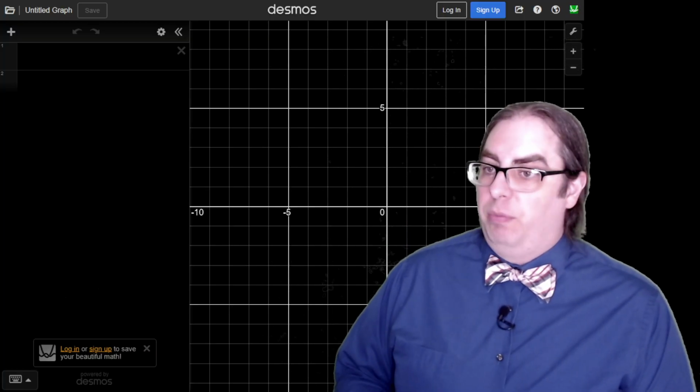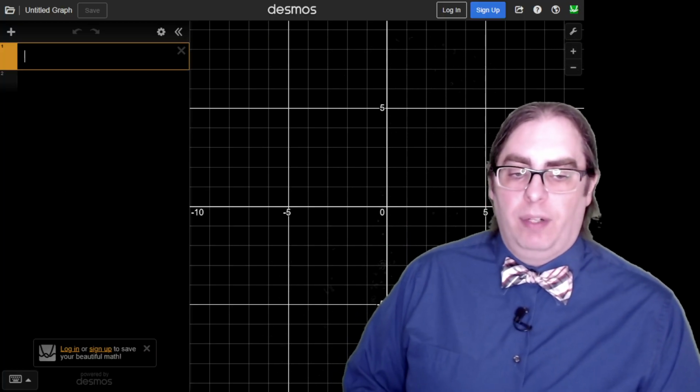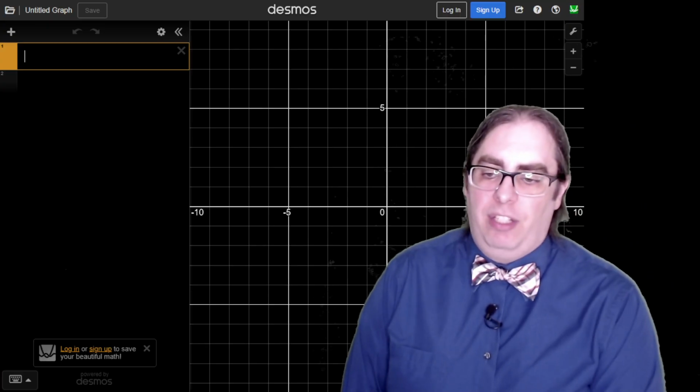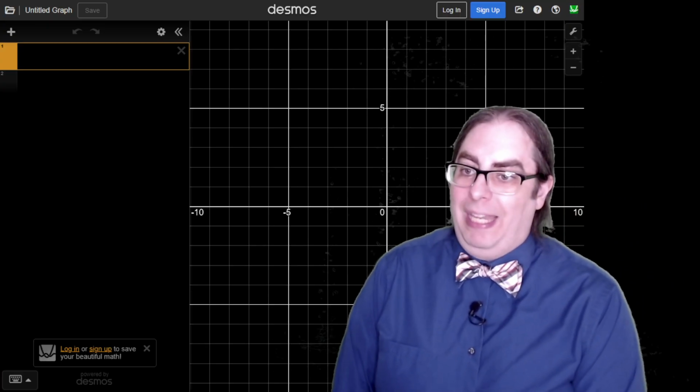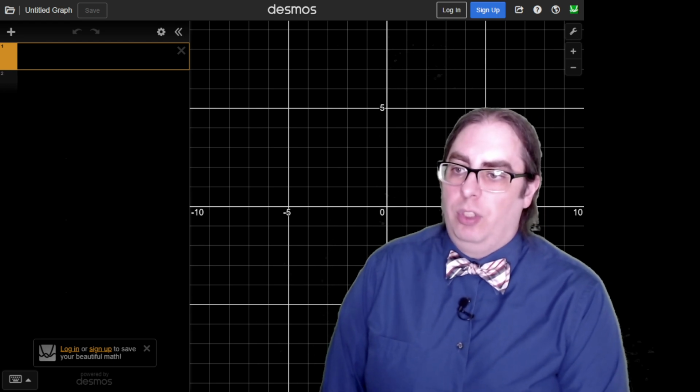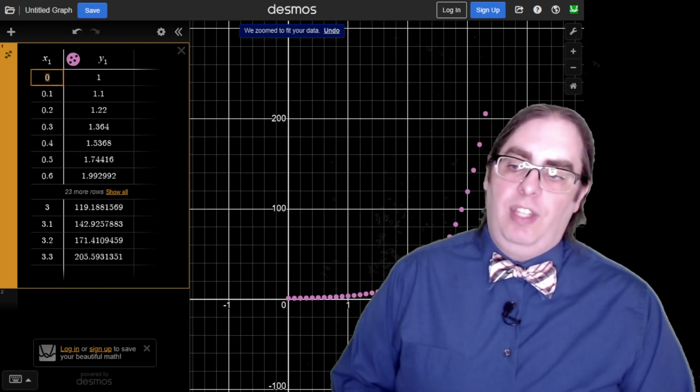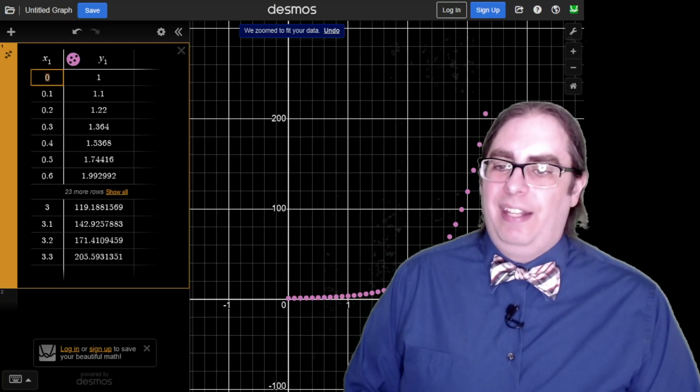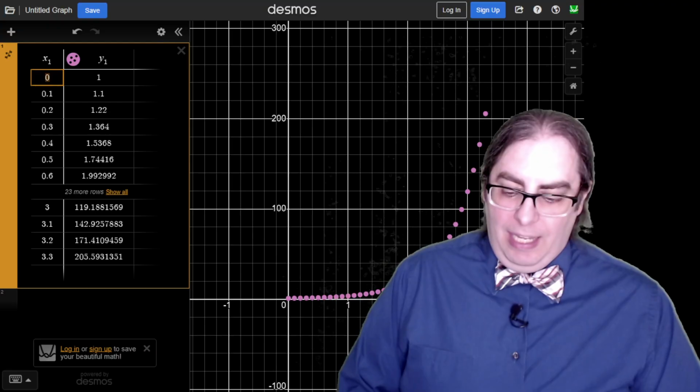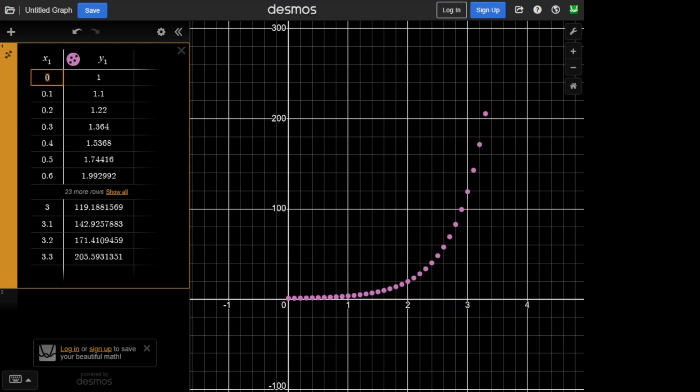Now I'm in Desmos, free graphing software. One of the nice things about Desmos is that it will allow us to paste in data. So just Control V here pastes in all of that data that I had just calculated. And if I get my head out of the way, we can see that it has graphed all of that data, and we have a nice look at the solution.